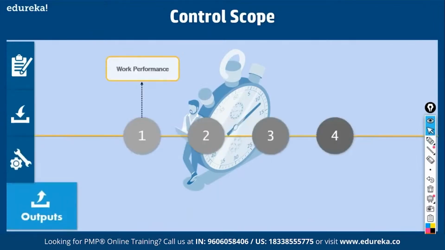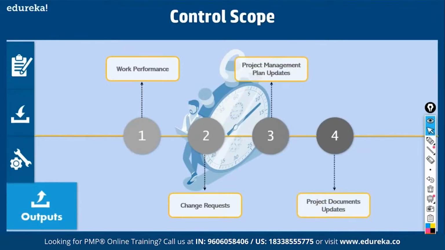Then what else do you get? You get work performance information and change requests. So here also you can generate change requests. So that is called a change request. Then updates to plan and updates to documents. Okay, and this is about control scope.